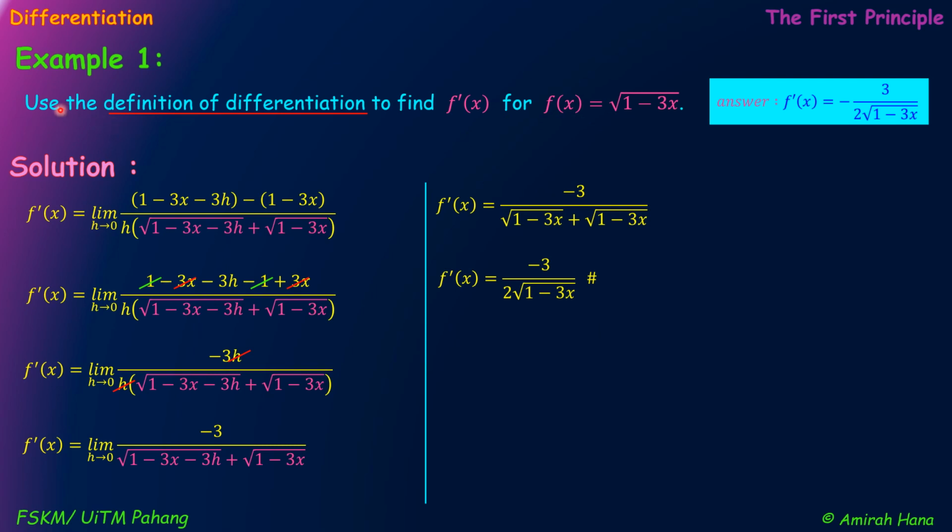Alright, I repeat, if the question states the definition of differentiation, we must find f prime x using the limits formula. But if the question didn't mention the definition of differentiation, to find f prime x, we can use any technique, such as the generalized power rule. If we use the general power rule to differentiate, we can check the final answer. Got it?